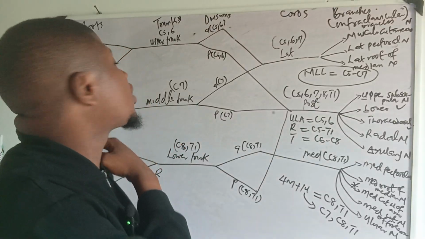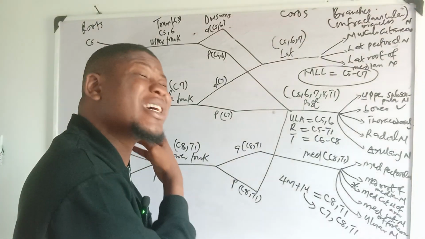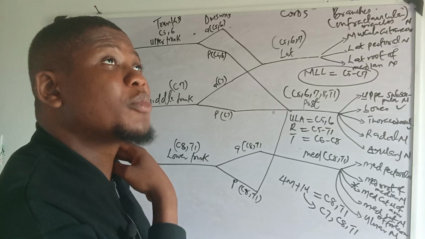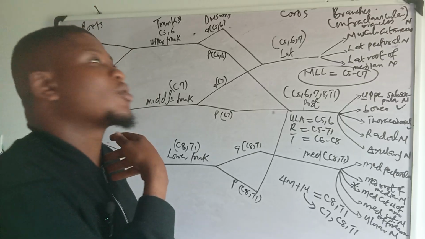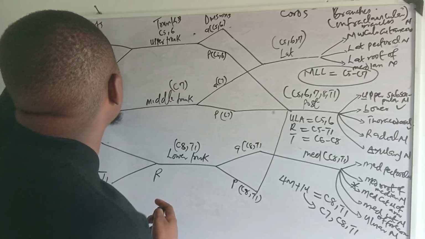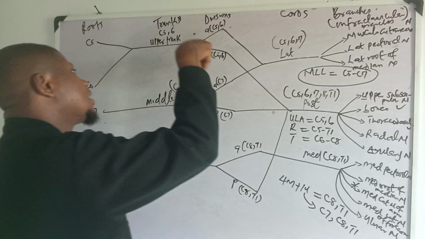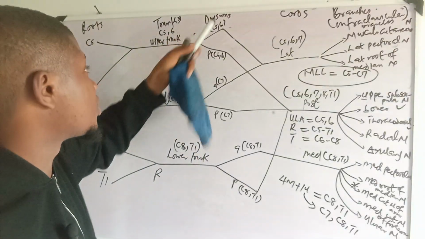Then remember the roots and the trunk are seen in the neck. The root is between the scalenus anterior and scalenus medius, while the trunk is in the posterior triangle of the neck. So you now see that the root and trunk, guys, the neck is above the clavicle. The branches that will come from these two, root and trunk, will be called what? Supraclavicular branches.